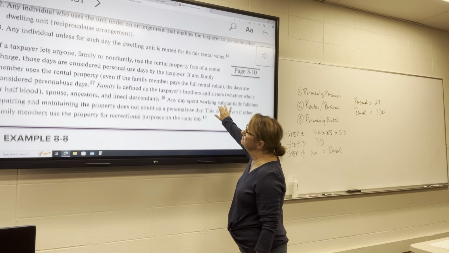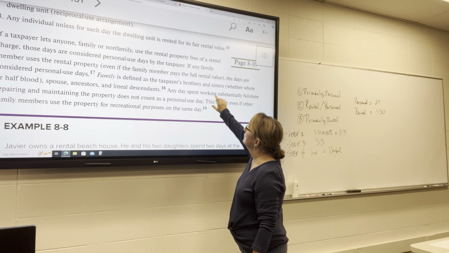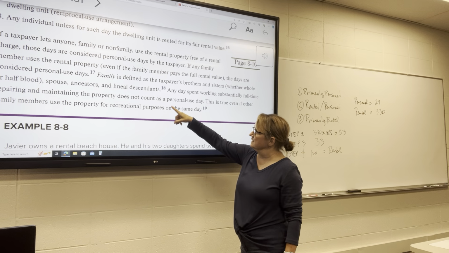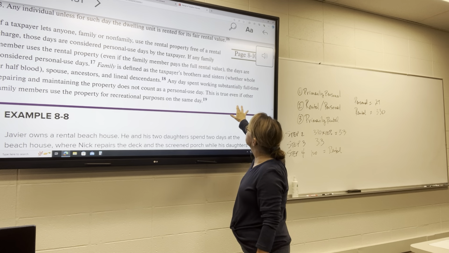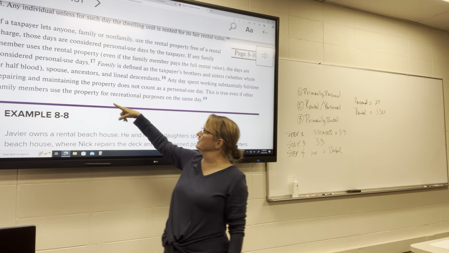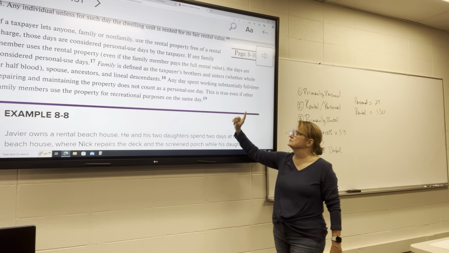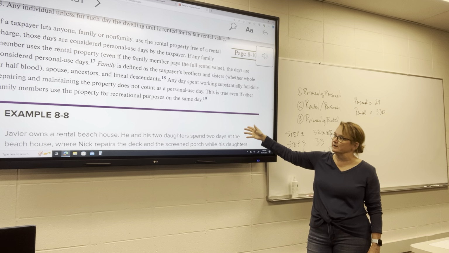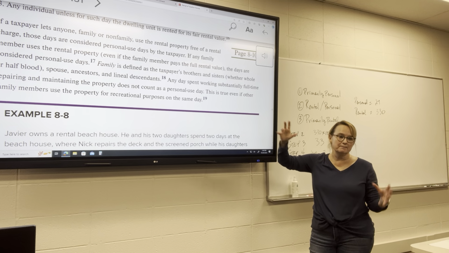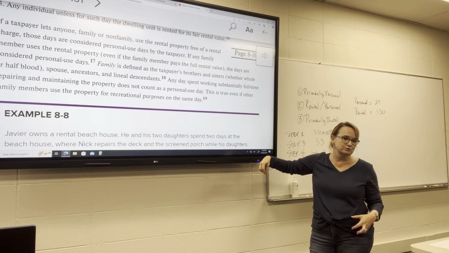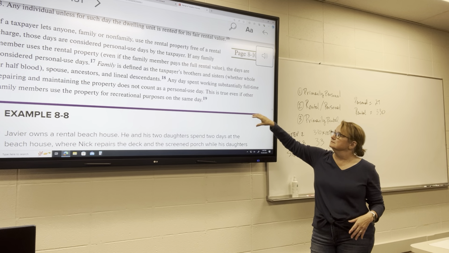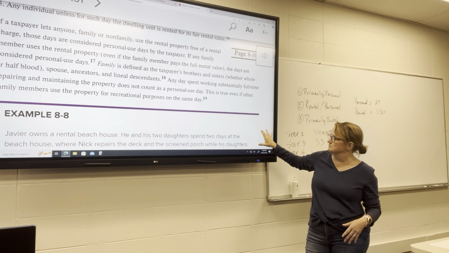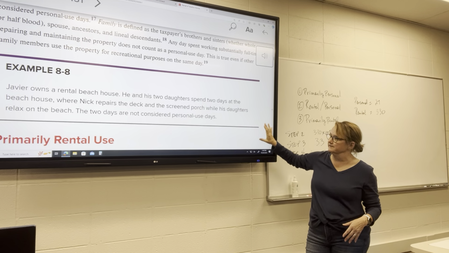Let's see, any family member uses the rental property. Family is defined as brothers, sisters, spouse, ancestors, lineal descendants. Any day spent working substantially full-time repairing and maintaining the property does not count as a personal use day, even if other family members are using the property for recreational purposes on the same day. So if you're in a bind and you need it to not be a personal use day, then you can make sure that you're doing some work on it.